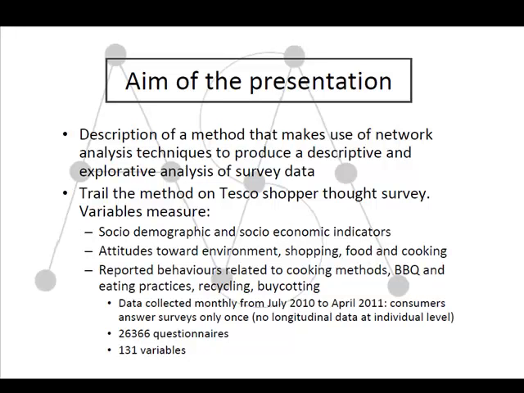So normally they are not asked to answer the same surveys more than once, and therefore I don't have panel data. It's actually an aggregate of all the questionnaires. But once you aggregate all these questionnaires, I actually have 26,366 questionnaires, which is the first time as a sociologist that I analyze this kind of data set. And I have 131 variables altogether describing these three different things.